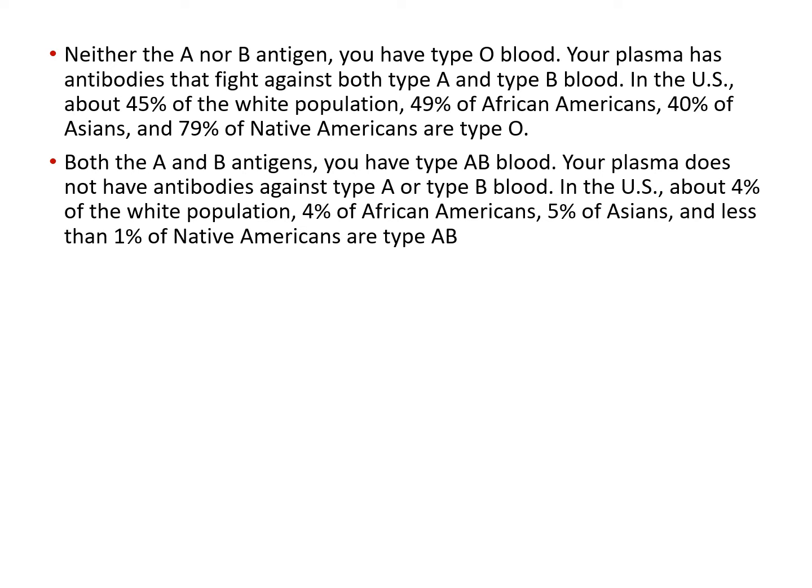And right off the bat, from the very beginning, you need to know that type O is considered the universal donor, and type AB blood is considered the universal recipient. This is terminology that you want to start becoming familiar with right away.